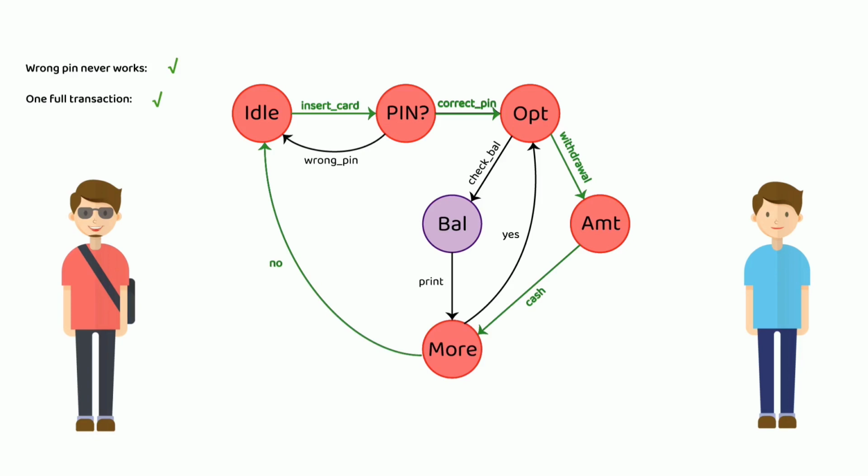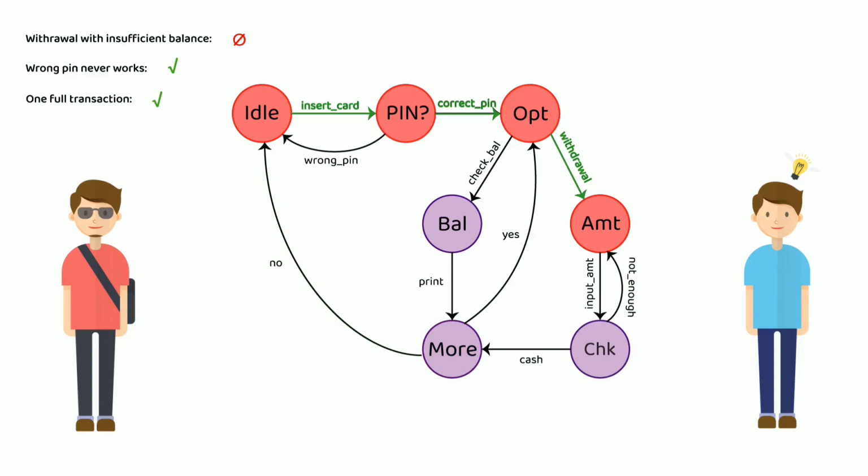Great. But I see a problem. Suppose I have only 100 rupees in my account and I try to withdraw 500 rupees. Your model will give me back the amount following the same path you explained, which should not happen, right? You are right. There is a mistake. Let me think. Oh, I have an idea. Why don't we add another state that checks if you have sufficient balance to withdraw the amount you entered? Yes, that's a very nice solution.